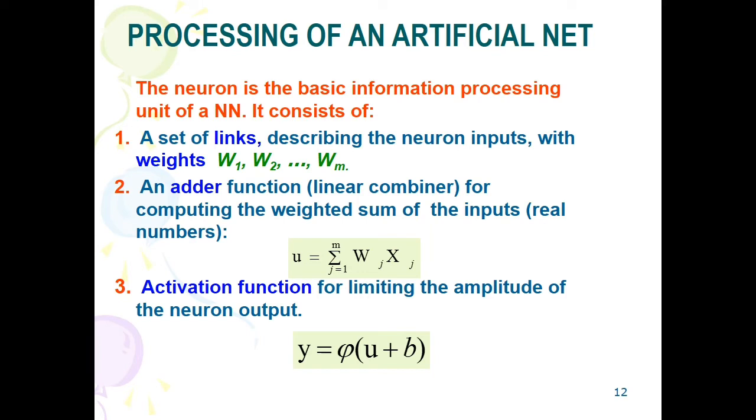u is equal to the summation of j equals 1 to m of wj xj. So the maximum m: for example, if you are using 3 inputs, m will be 3 and j is equal to 1 to 3, into wj xj. So this is a 3 input neuron. Based upon the m value, the weighted inputs will be added, and then the activation function. What kind of function will be performed? This limits the amplitude of the neuron output. So the output y will be based on the activation function of u plus b. This is the equation for calculating the artificial neural network output.